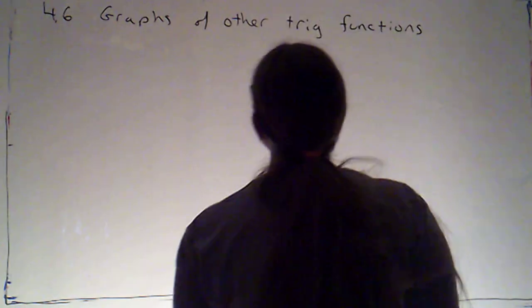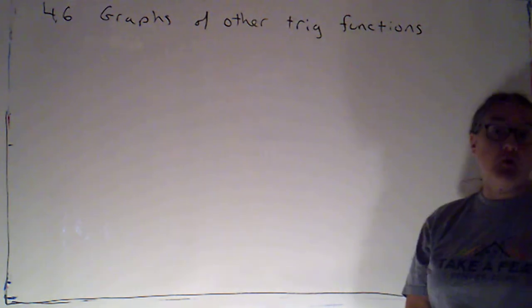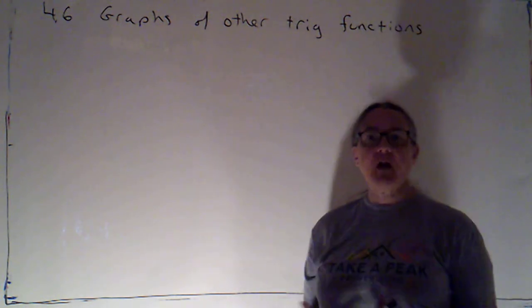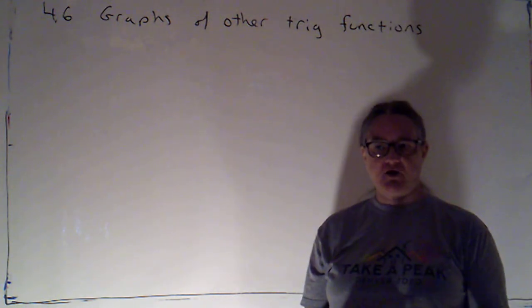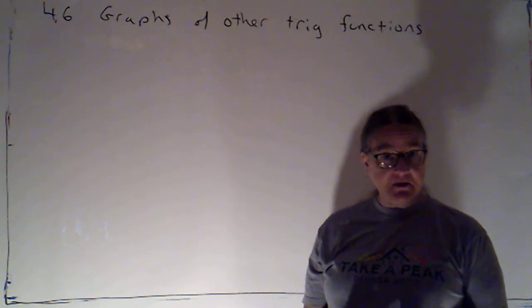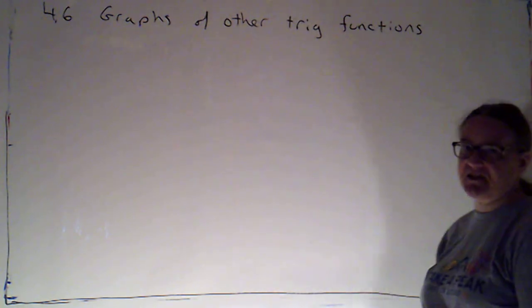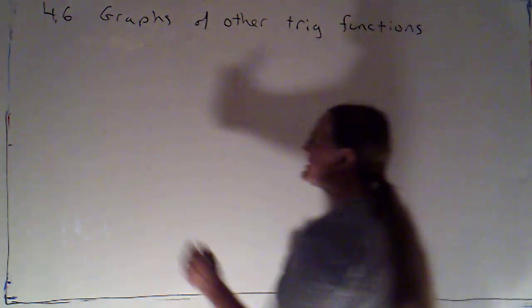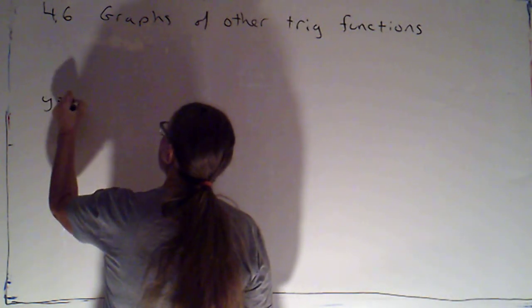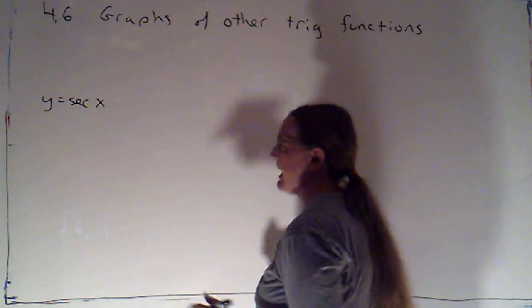In section 4.6, we're going to be looking at the graphs of the other four trig functions. So that's secant and cosecant, tangent and cotangent. I want to start with secant and cosecant because those are very related to the graphs of sine and cosine that we just studied. So in this video, let's take a look at y equals secant of x.